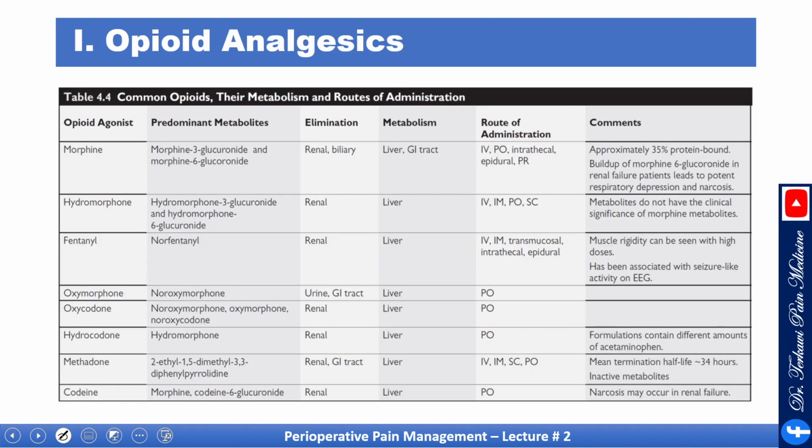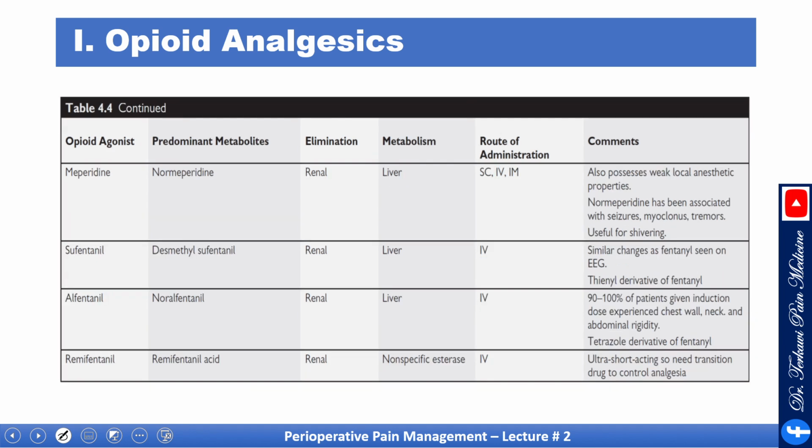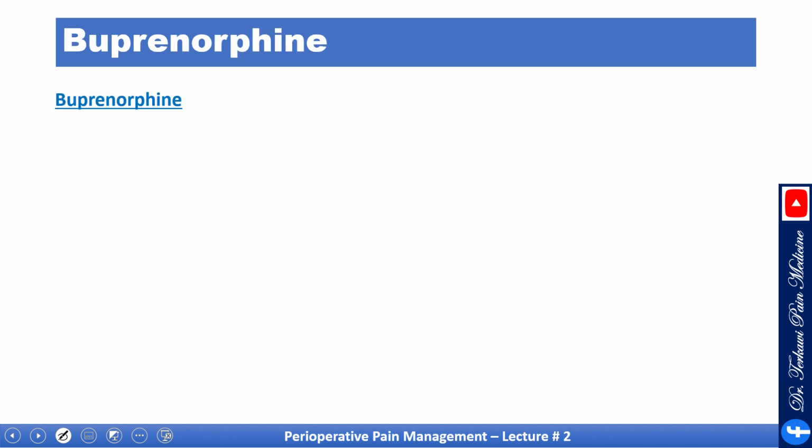Now, this is a nice table that summarizes most of the opioid metabolism, elimination, and route of administration. I will leave it for you. You can review it. And let's wrap up and talk about buprenorphine.